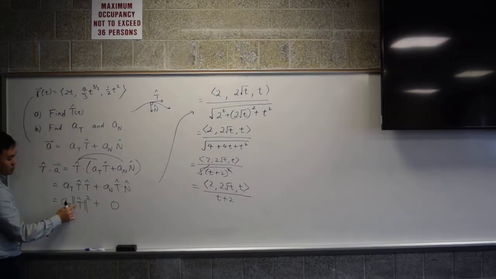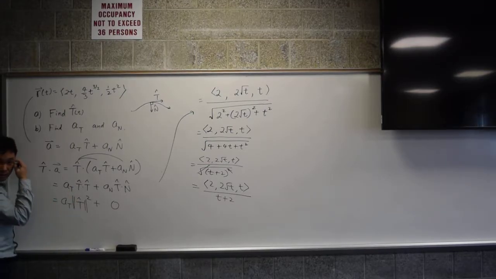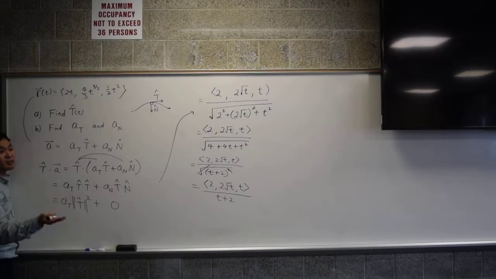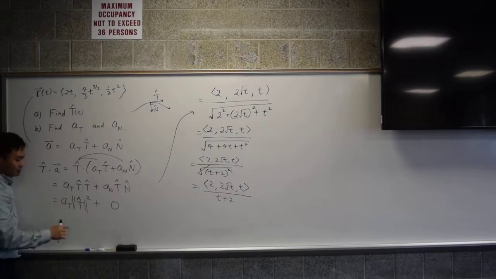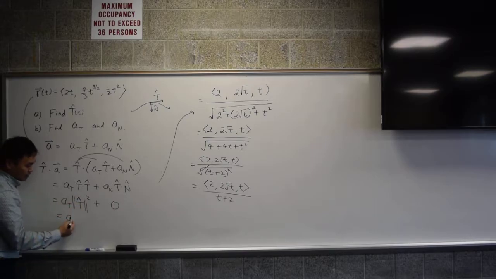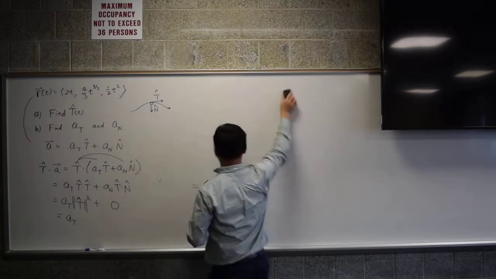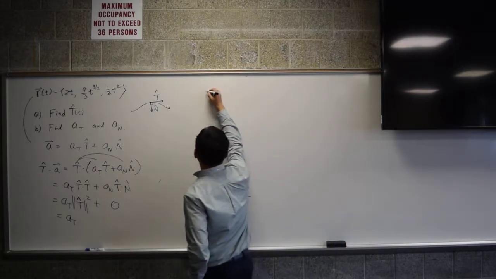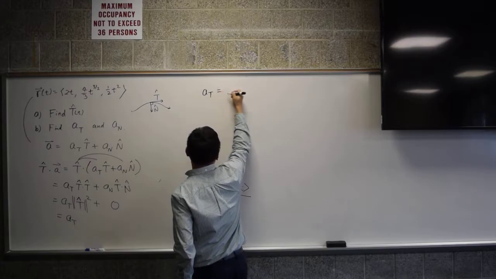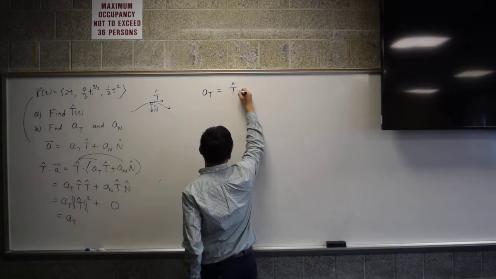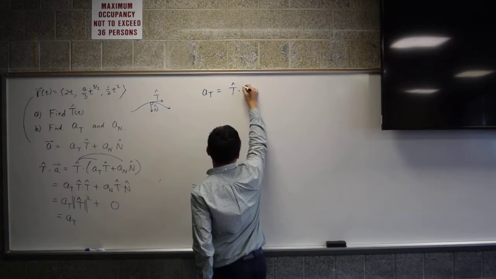And now, what's the norm of T? What's the size of this vector T? 1. It's 1. Why? Because it's a unit vector. This hat here means it's a unit vector, right? Unit vector means the length of the vector is 1. So this is just 1. So you have A_T, and therefore we have a very easy formula to use, which is that in order to get A_T, you simply have to take the unit tangent vector and dot it with your acceleration vector.